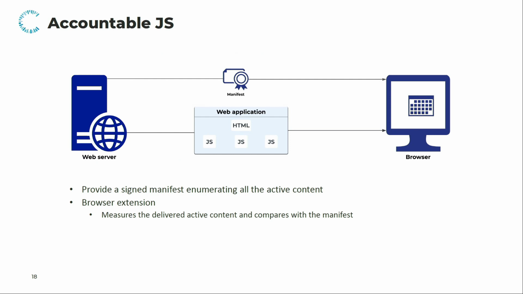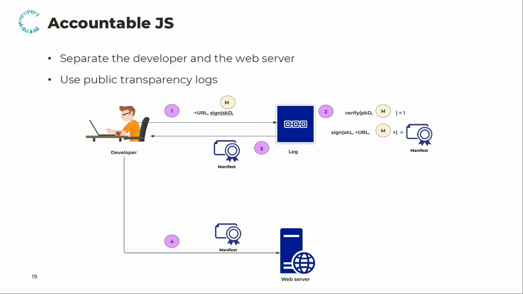At a high level, we propose that a web application developer who chooses to opt in provides a signed manifest enumerating all of the active content in their web application. We also develop a browser extension that measures the delivered active content and compares it with the metadata in the manifest. The manifest files are stored in publicly readable transparency logs in our protocol. We see the web server as a software distribution mechanism, so we separate the developer and web server. In the protocol, the developer signs the manifest file and sends it to the log. Then the log signs again and sends it back to the developer. Then the developer puts this signed manifest on the web server for end users.